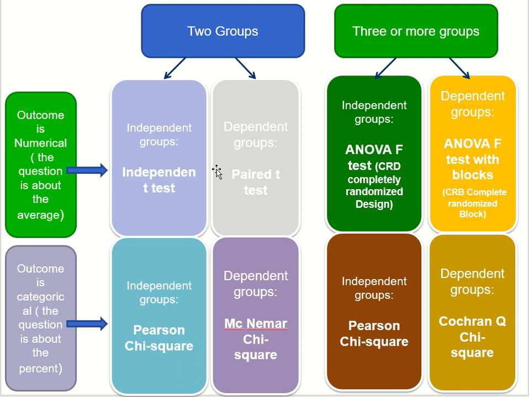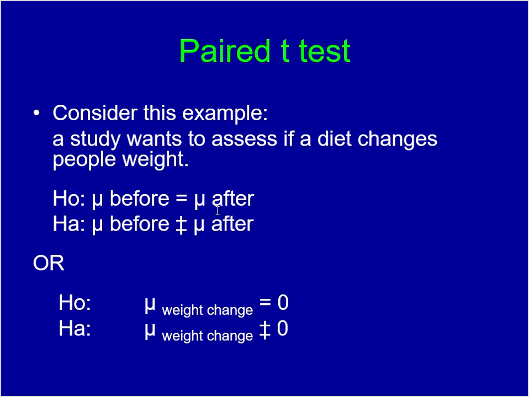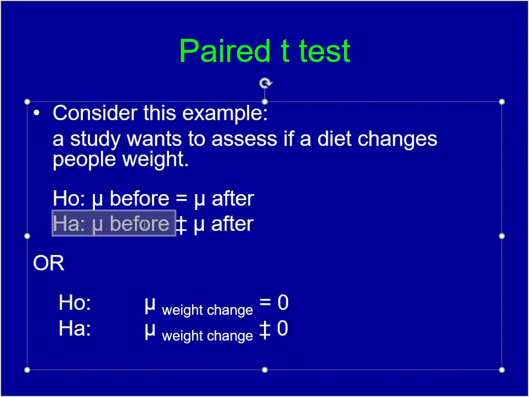Again, as a reminder, I'm just going to go over the lecture because I already have two videos explaining what these are. Okay, so for the paired t-test, this is when you have two groups and they are matched. So for example, we want to look at diet in terms of people's weight change. So you have the mu of people's weight before the diet and mu of people's weight after the diet. The alternative hypothesis is always not equal.